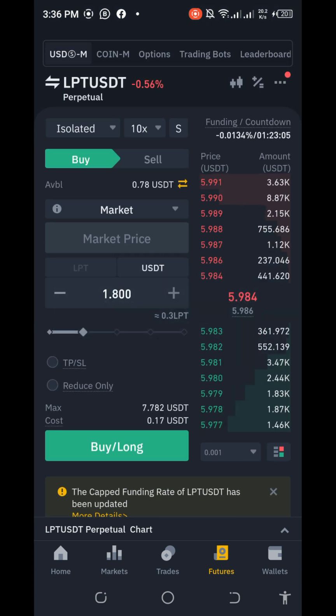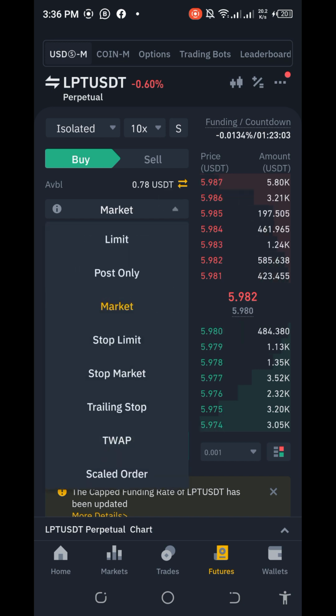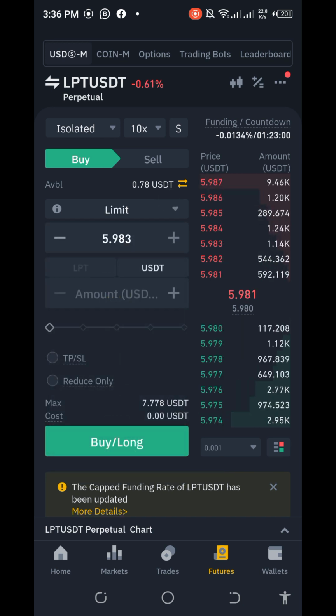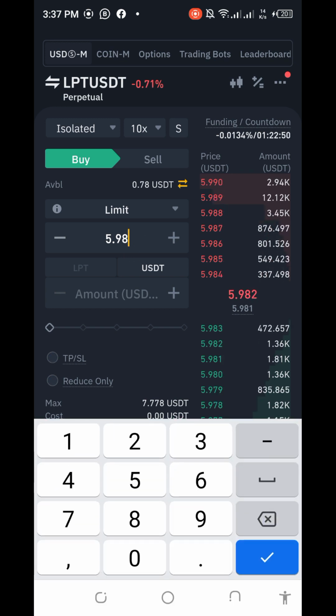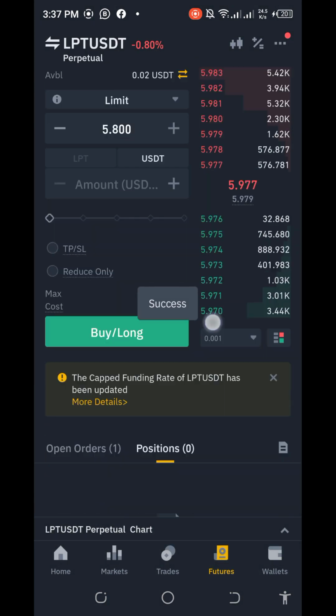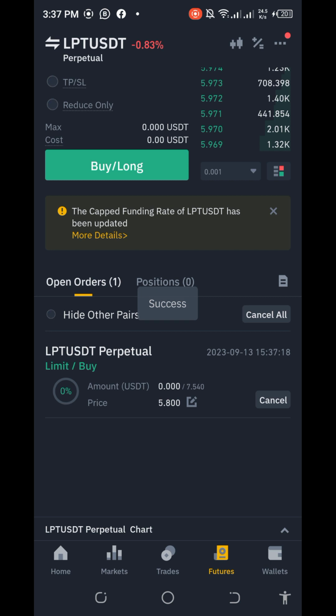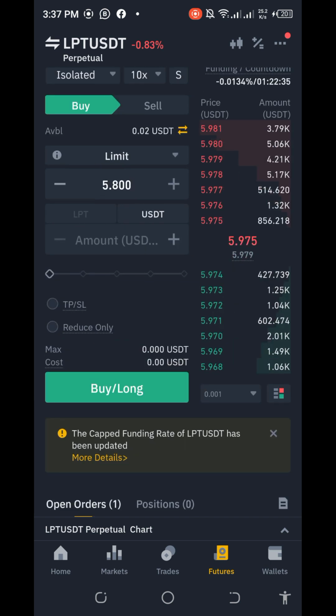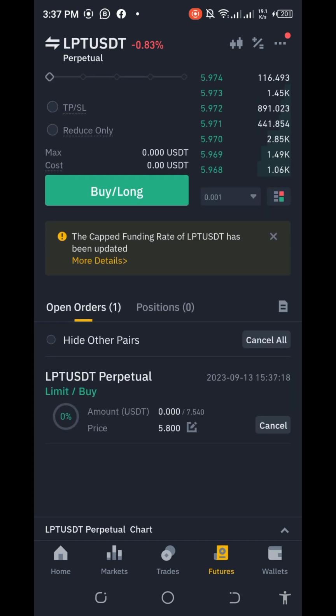So I'm just explaining now. Whenever you see it on this limit order, it means you are setting your own price, waiting for the price to come to that point before it triggers. That means if I set my own price as 5.8800, then I have to wait. Let me use limit order now, then click on buy. You can see it's going here, open order. It's waiting. Once this price drops to 5.800, then the market will pick it to long.